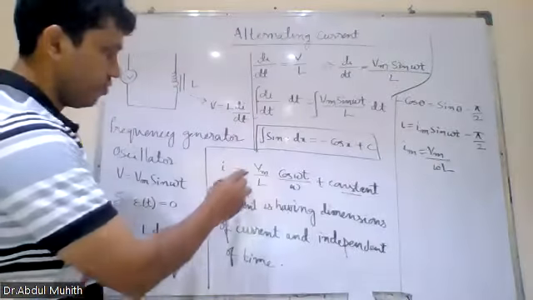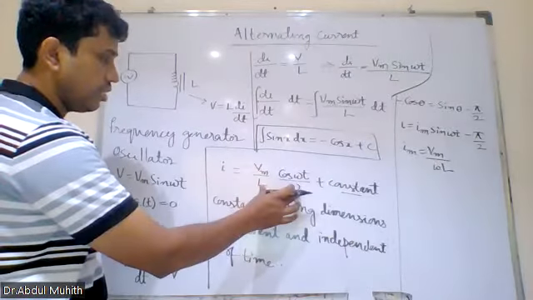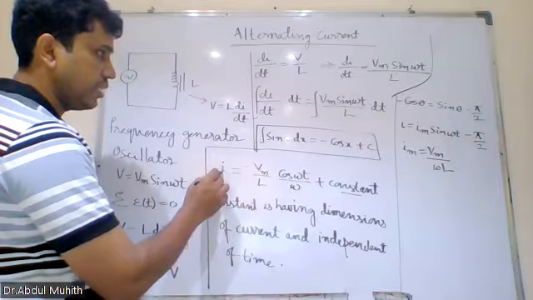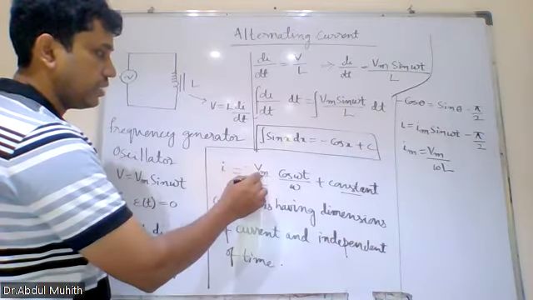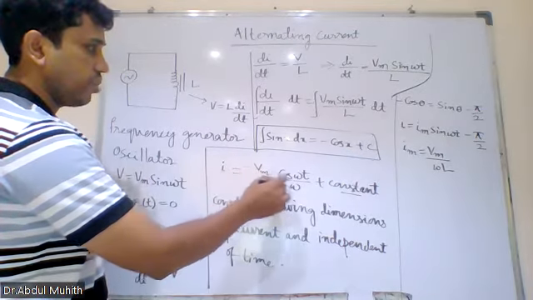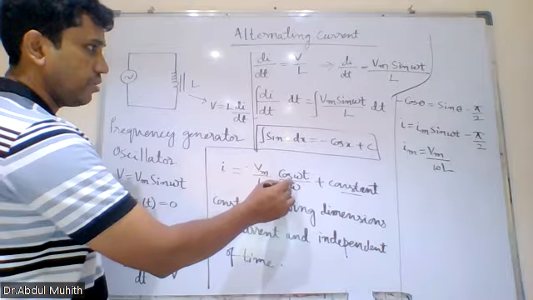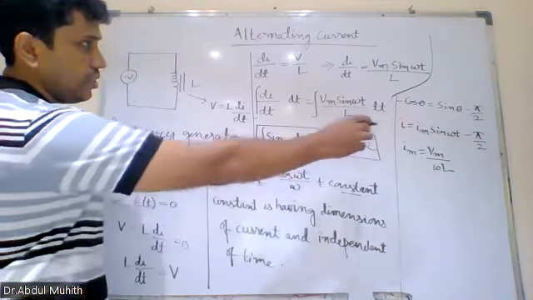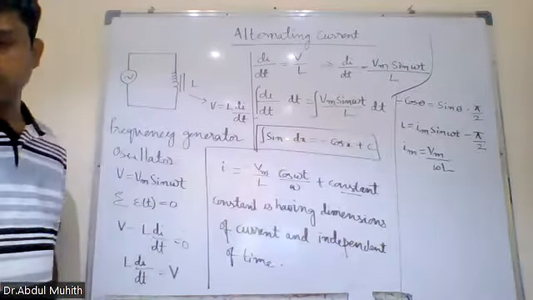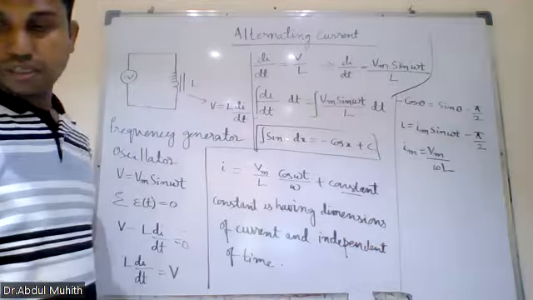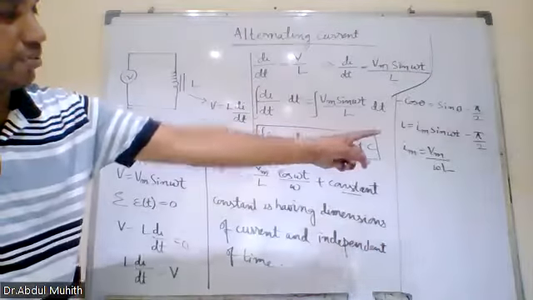See here, Vm by omega into L. That is nothing but what? I is equal to minus Im cos omega t. Okay, but that can be written as what? Sin omega t minus pi by 2. Is that clear now? That is why I wrote there sin omega t minus pi by 2.